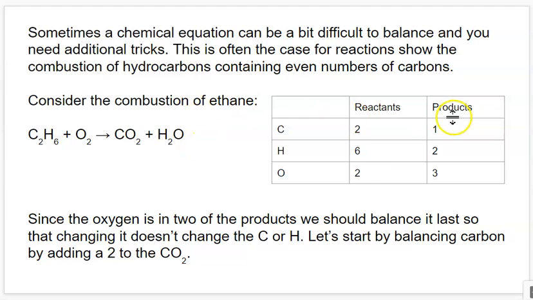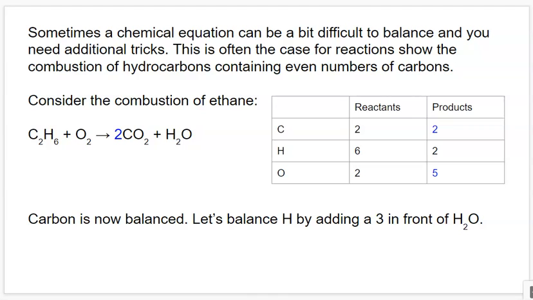We have 2 on one side, 1 on the other. Let's add a 2 in front of the carbon dioxide. You can see that now we have balanced carbons. That also changes the oxygen to 5. We're not going to worry about that just yet, but we have 2 times 2 there. It's 4 plus 1, 5. Like I said, we're going to save the oxygen to balance for last.